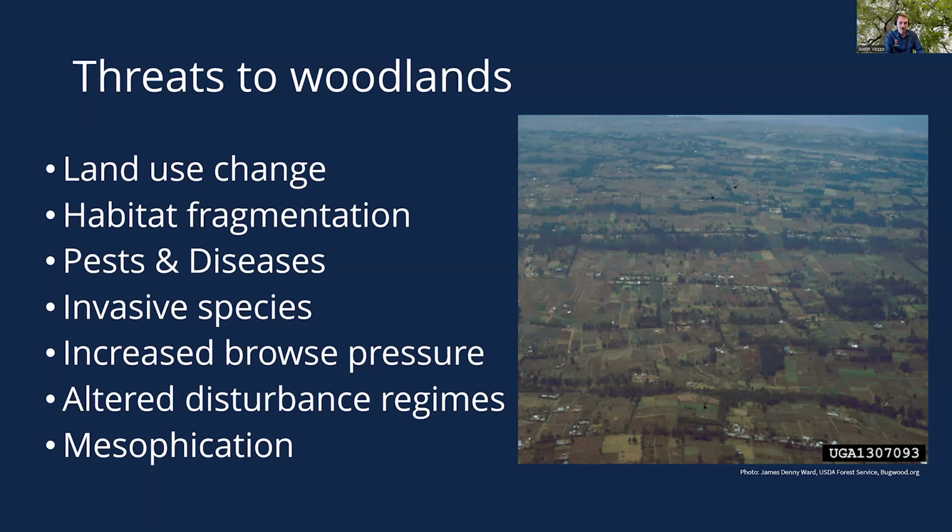We have invasive species, something we discuss a lot here at Extension Forestry. Increased browse pressure is a really big problem with increased deer populations. We have altered disturbance regimes with historic fire suppression, and then this concept of mesification, which is increasingly wet and shady forested systems, which are excluding a lot of our species that are less shade tolerant and more adapted to fire.